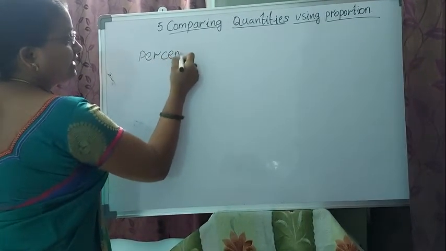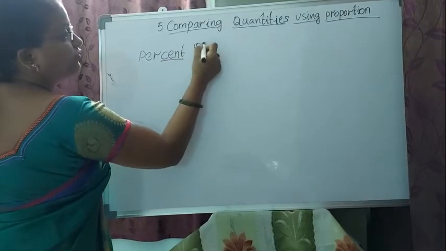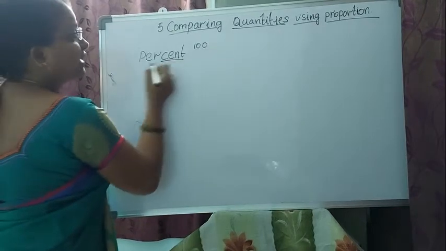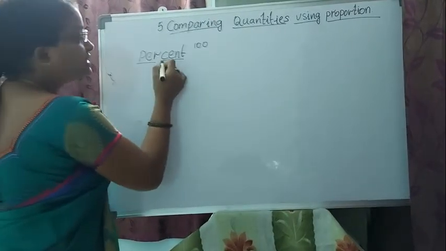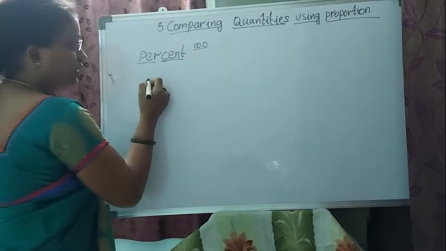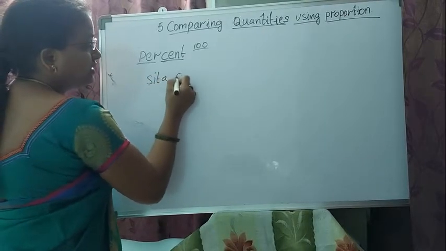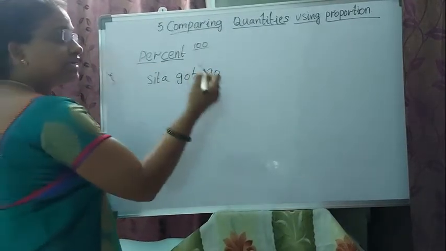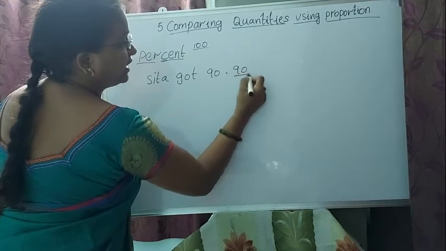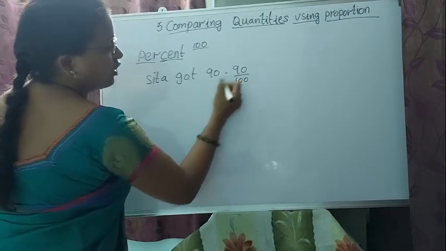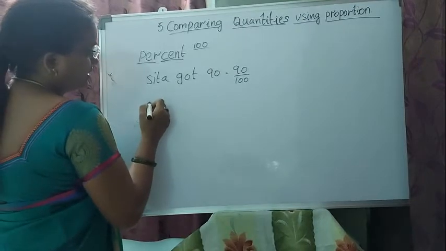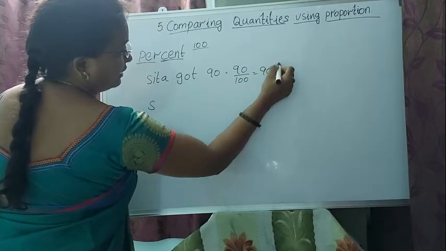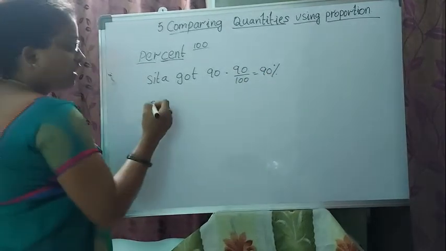Percent. Per cent. Cent means 100. Per 100. We are measuring the total for 100. Per means 1, cent means 100. For example, Sita got 90 marks. What is the percent of this? 90 by 100. Percent means the denominator should always be 100. So we can say 90% or 90 by 100.